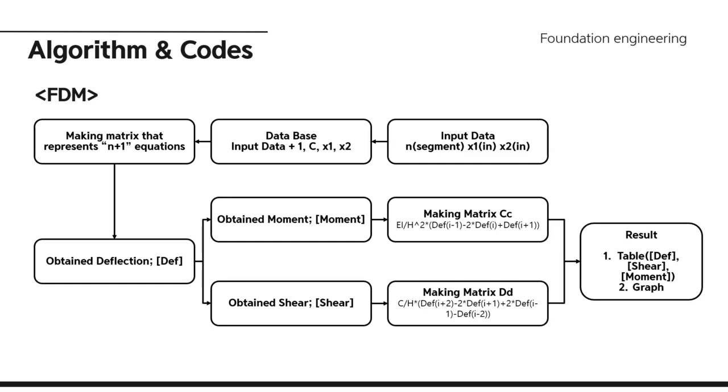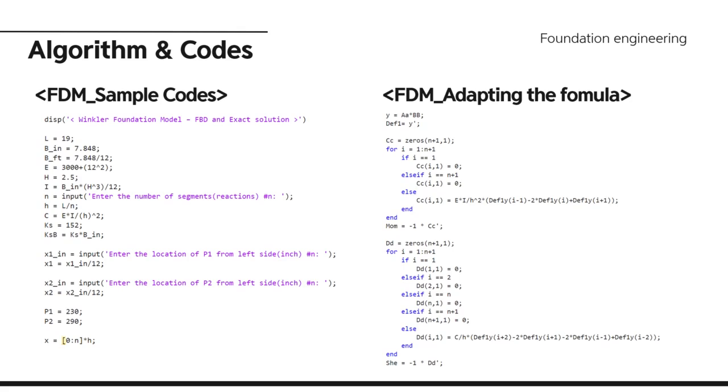One is matrix CC for calculating the moments, and the other is matrix DD for calculating shear force, which uses a higher order difference expression like this. Through this process, we obtain the moment, shear, and deflection of the structure. The final results are visualized as numeric tables and graphs, helping to understand the analysis. This algorithm is also flexible for interactive structure analysis. The code is as follows.